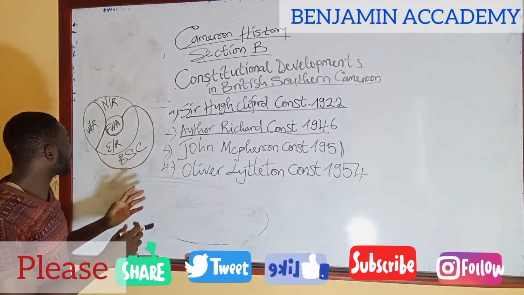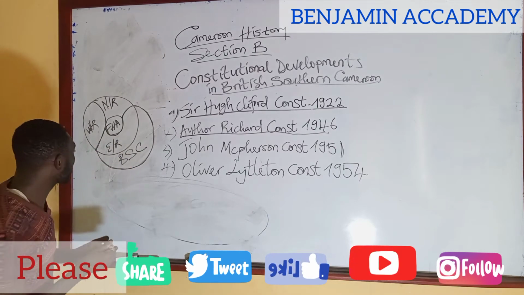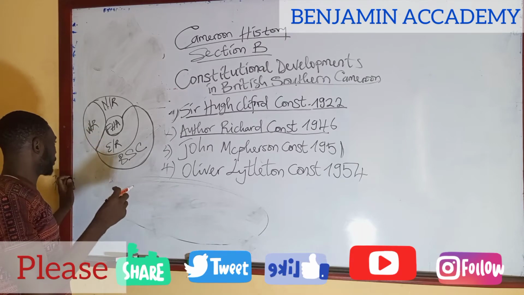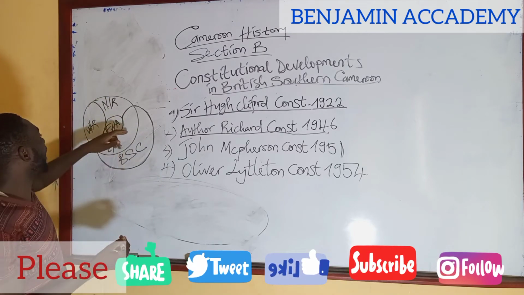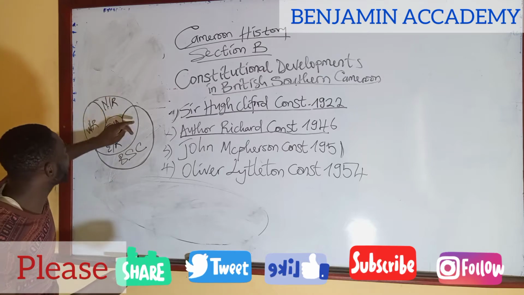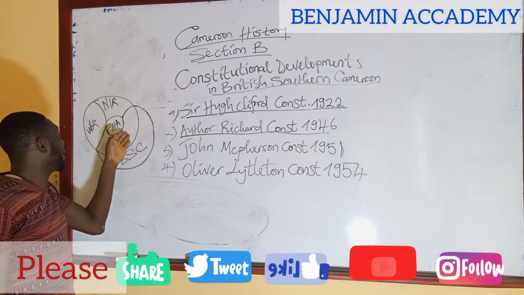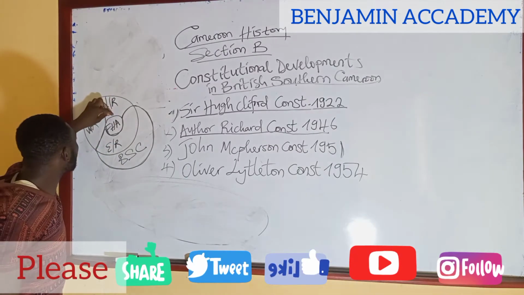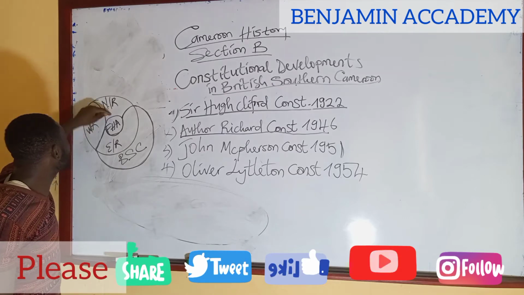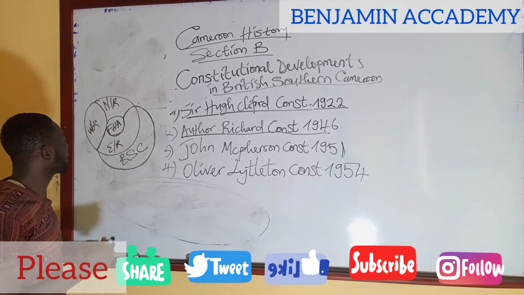Now, another term under the Richard Constitution was that the Constitution created regional assemblies and houses of executive in the 3 regions, which means the Eastern region of Nigeria has a house of assembly and an executive. The Northern region has a house of assembly and an executive. Likewise, the Western region has a house of assembly and an executive.